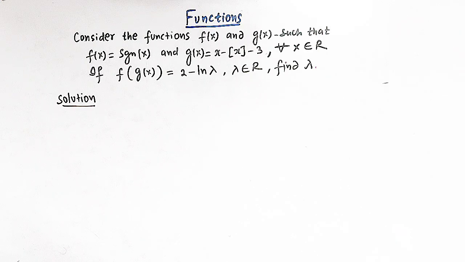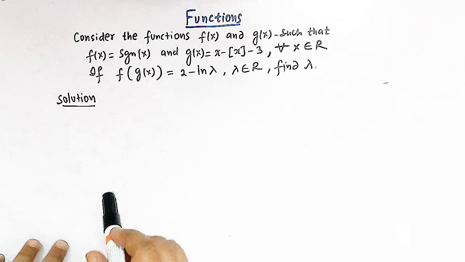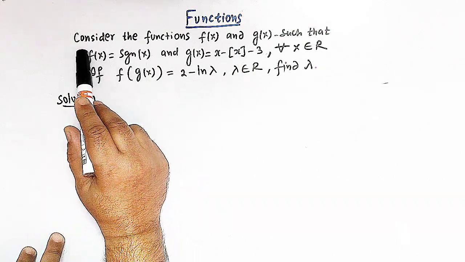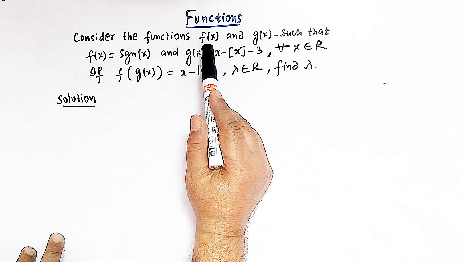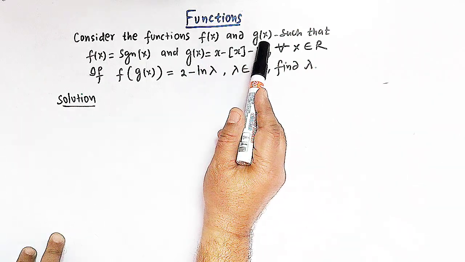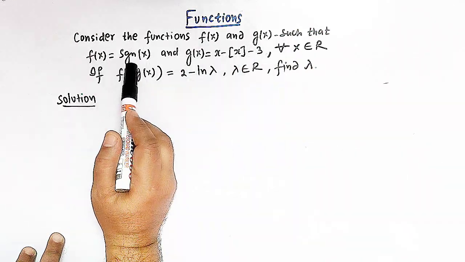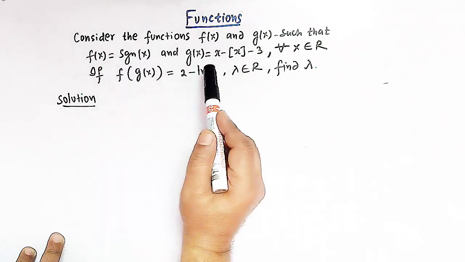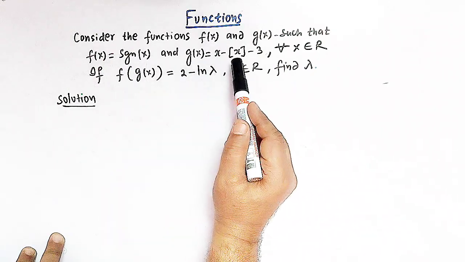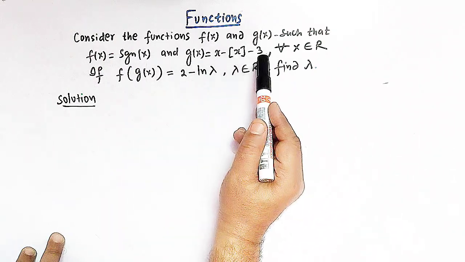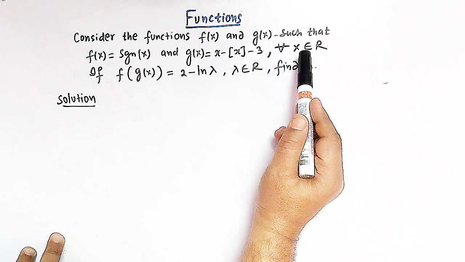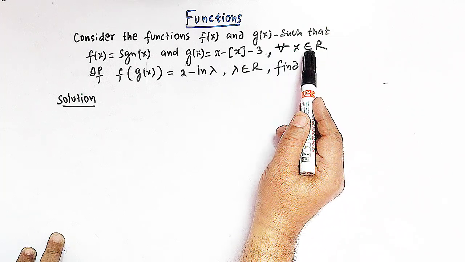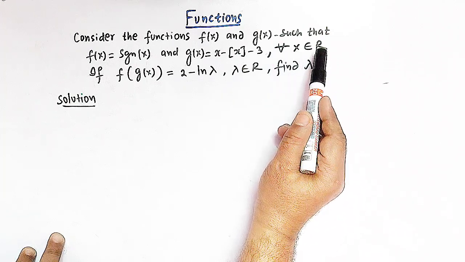Hello viewers, in today's session we are going to discuss another important and conceptual problem from functions. Here we are given two functions f of x and g of x such that f of x is equal to signum of x and g of x is equal to x minus greatest integer of x minus 3, for all values of x belonging to the set of real numbers.